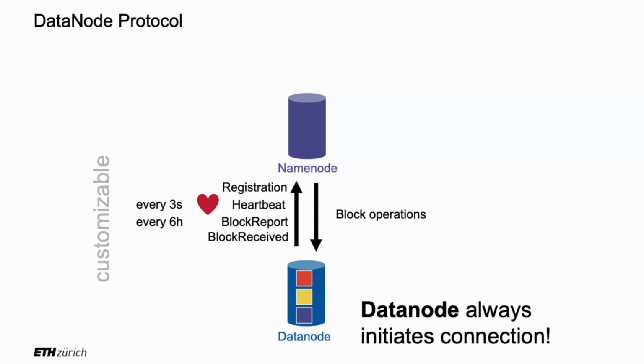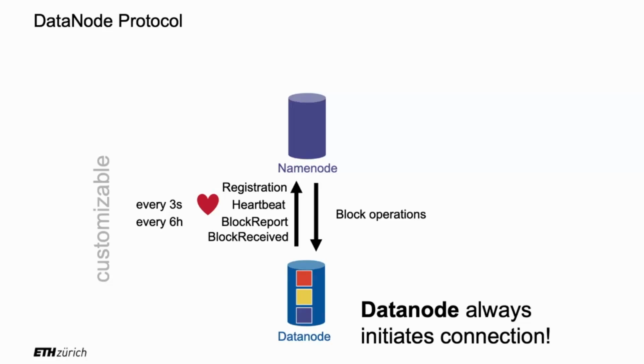In the other direction, the name node can send instructions to data nodes. For example, it could tell the data node, hey, this block here doesn't have enough replicas. It's only stored twice, maybe because one of them crashed. I'm giving you the instruction to go to that data node and fetch a copy of that block and keep it. And now we are back to 3. So this is called the block operation, and this is to basically manage the whole cluster.